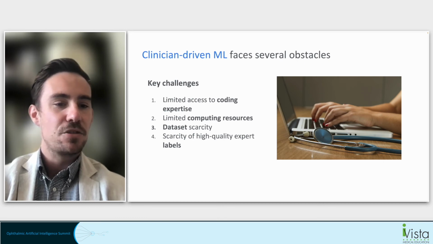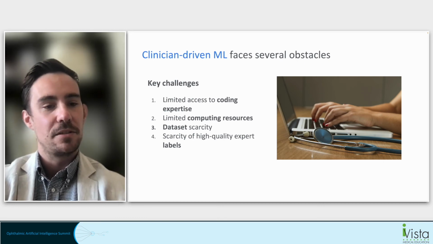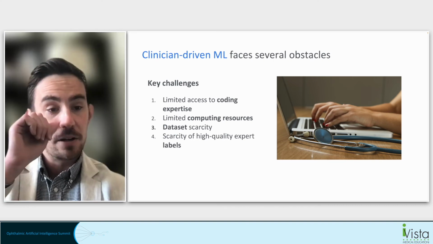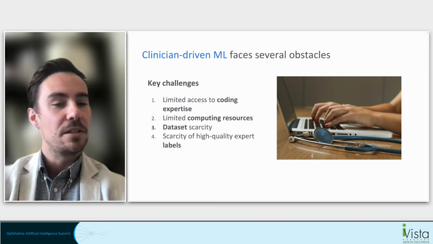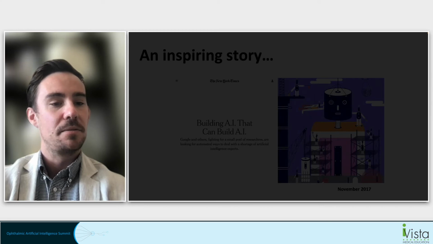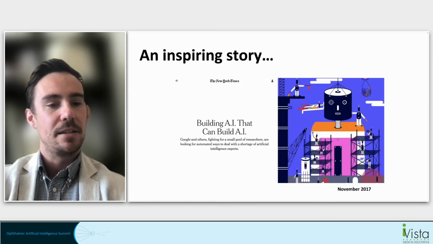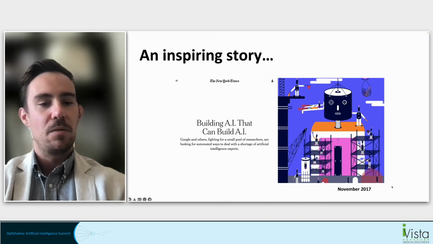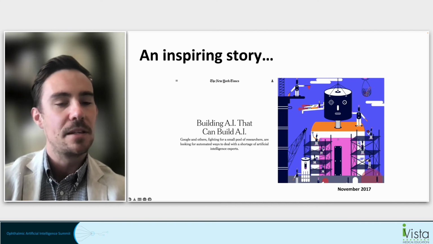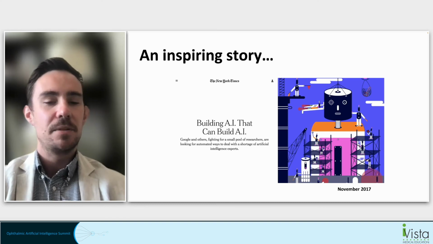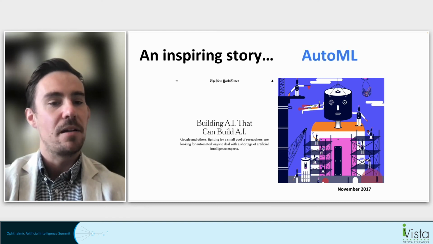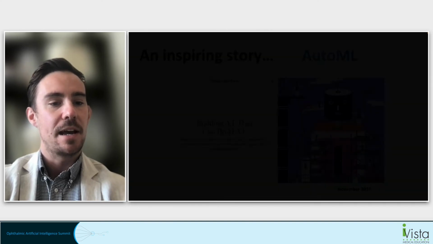So currently, clinician-driven machine learning faces several obstacles. As I mentioned, there's limited access to coding expertise, there's limited computing resources, data set scarcity, and the scarcity of high-quality expert labels. And so how do we address these? We actually saw this article in 2017 in the New York Times about AI that can build AI. And this specifically referred to something called AutoML. And AutoML is a way that algorithms can be designed without the use of coding. So taking one step more to democratize access.